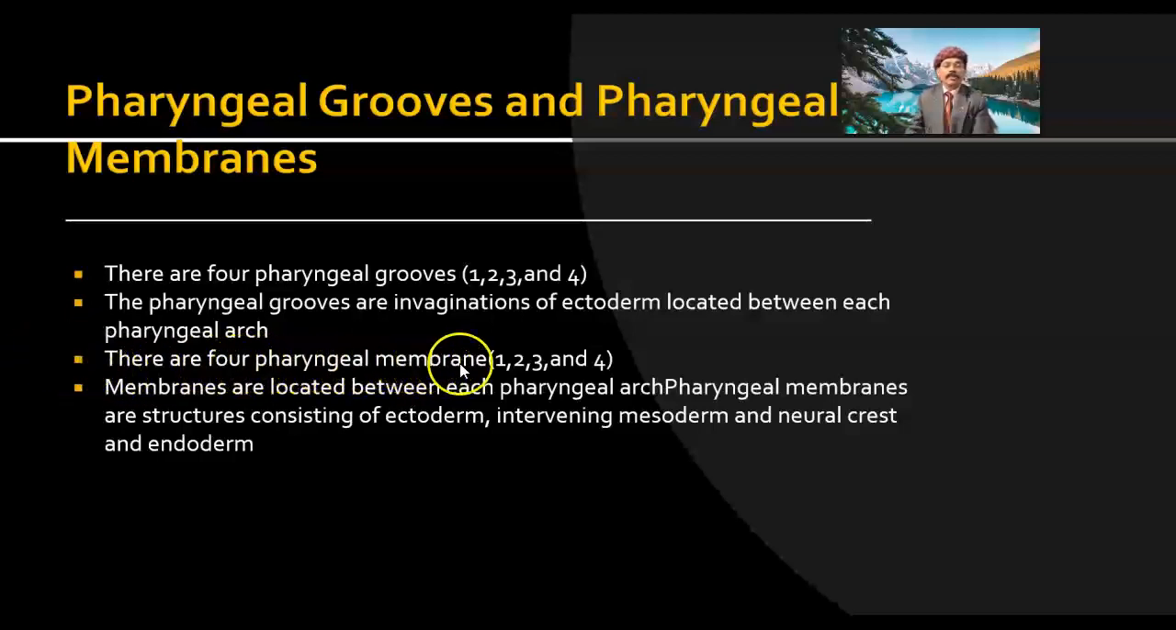There are 4 pharyngeal membranes, 1, 2, 3, and 4. Membranes are located between each pharyngeal arch. Pharyngeal membranes are structures consisting of ectoderm, intervening mesoderm and neural crest, and endoderm inside along the pouch. So you got pharyngeal groove and pharyngeal membrane.